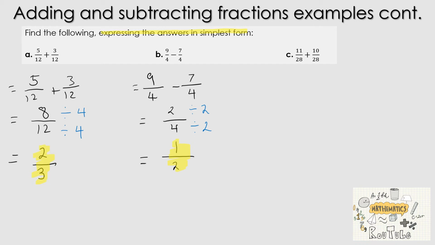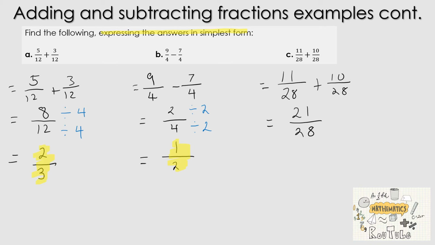And then finishing off this part, we move to question C. So we've now got 11/28 plus 10/28. Once again, same process that we have been following. And again, work down the page. We know our answer is going to be something over 28. We're not going to change the denominator once again. And now we add the numerators because there is an addition sign. So 11 plus 10 should give us 21.